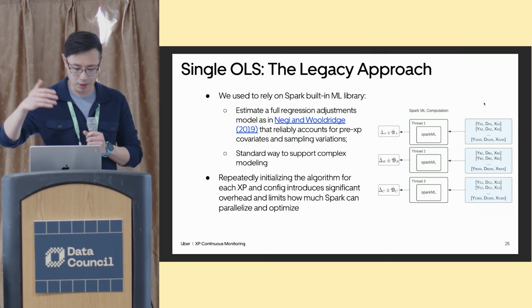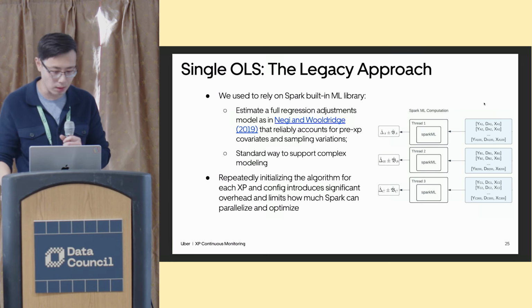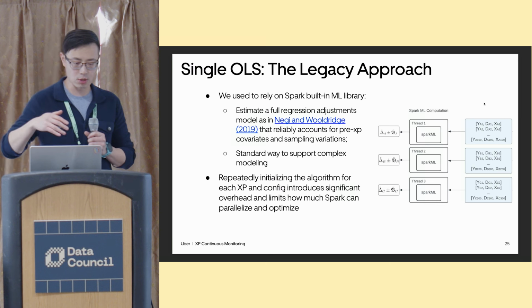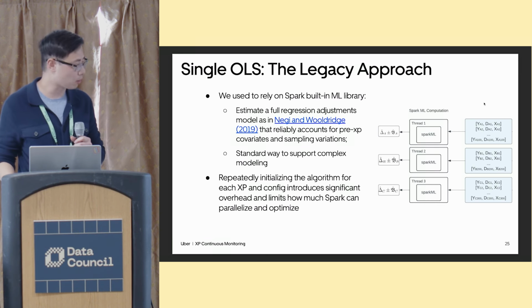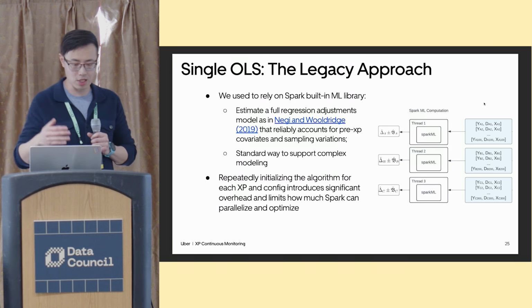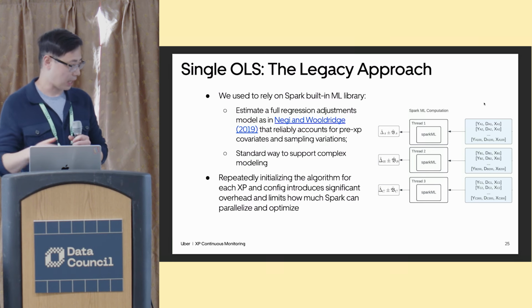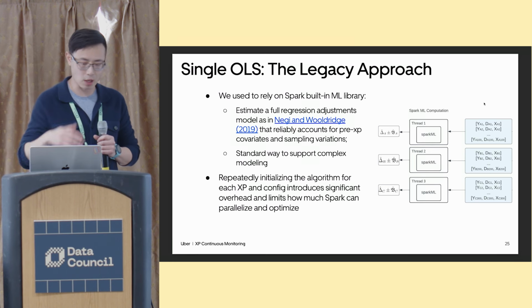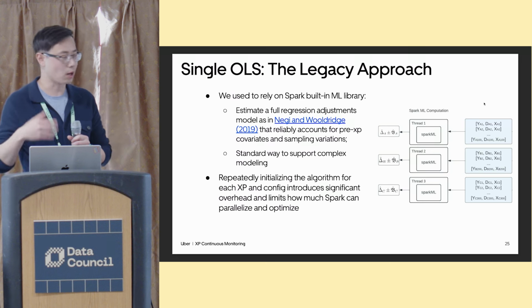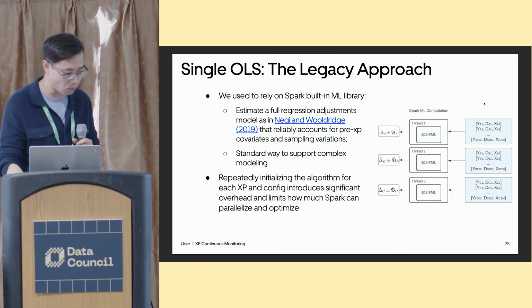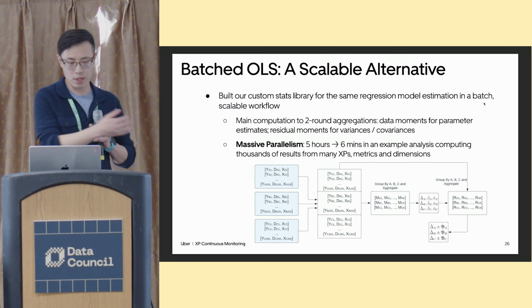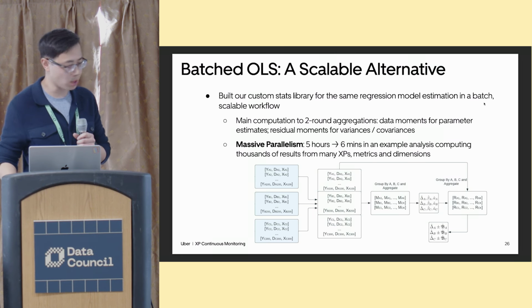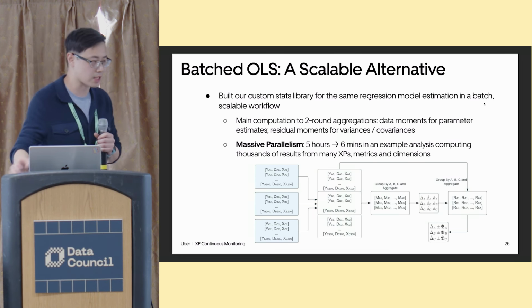But to support this complex modeling, we need to repeatedly initialize this black box algorithm in our Spark job. And this creates a lot of overhead, and it's very hard for Spark to understand the procedures and to optimize the procedure in its natural way. So along with building the XP monitoring system, we decided to rebuild our stats library.